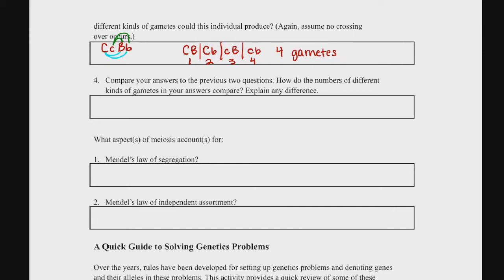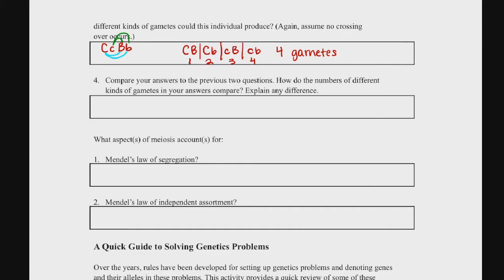Question 4. Compare your answers to the previous two questions. How do the numbers of different kinds of gametes in your answer compare, and explain any difference? I think this answer is much easier when I draw it out, so I'll start explaining it a little bit and then I'll move to my notebook.